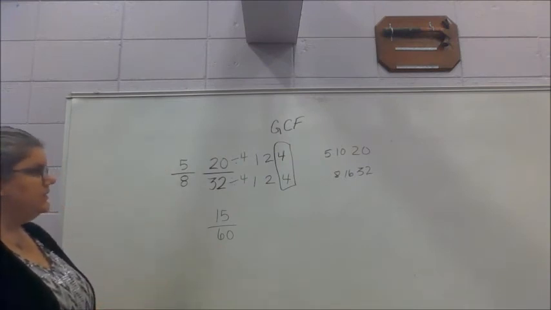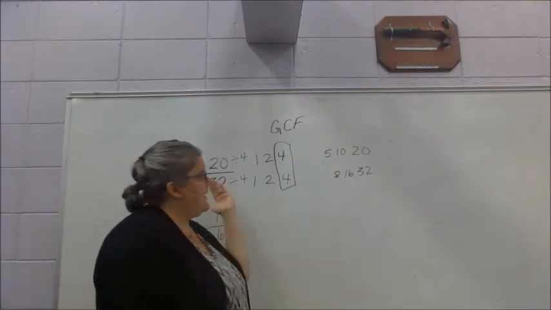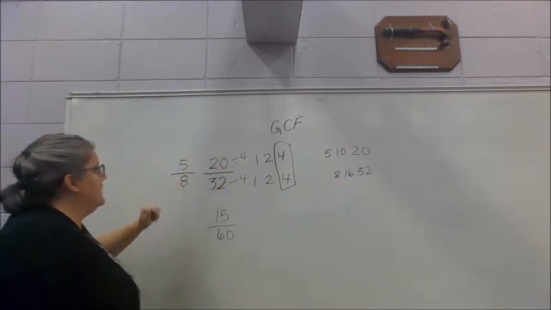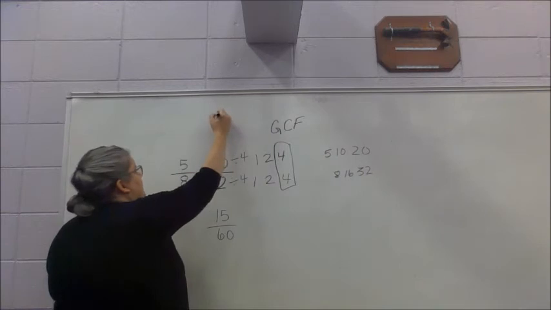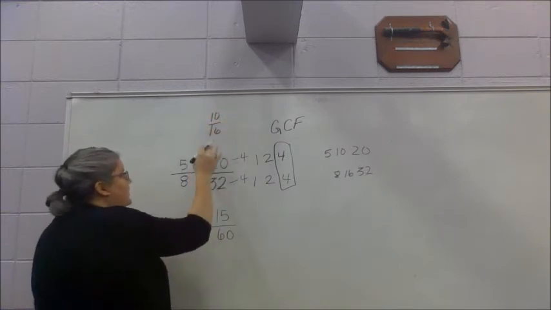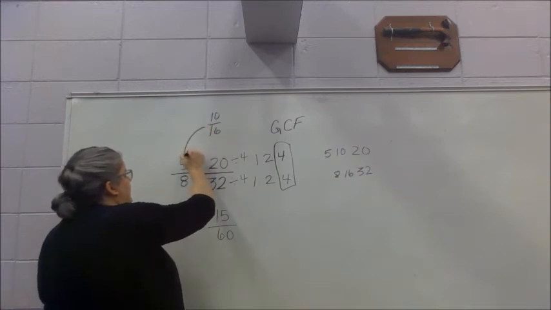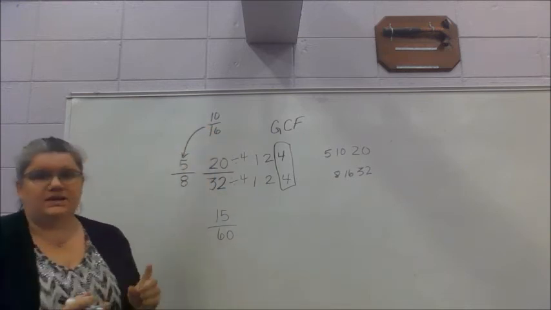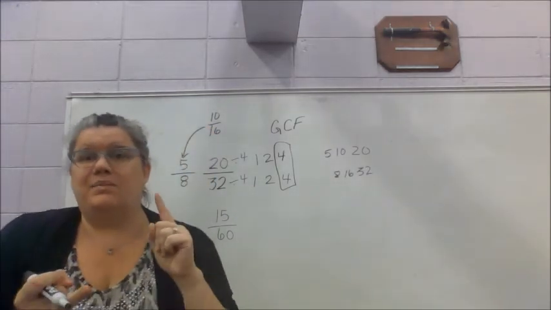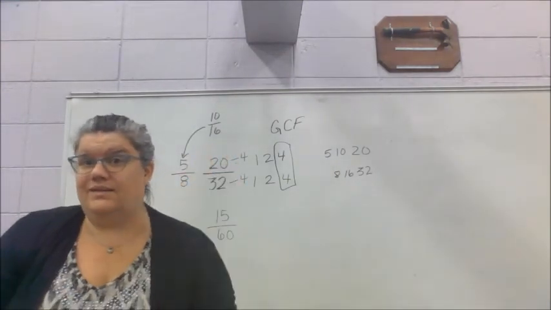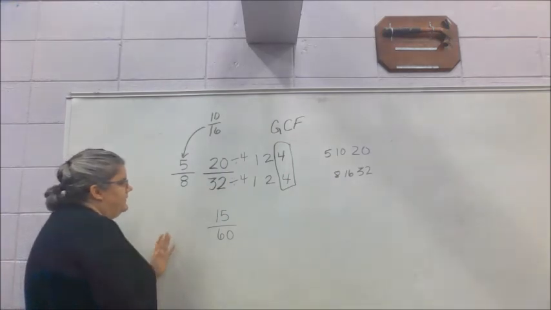Now, another way that we could have done that, the longer way without listing out all the factors, is we know they're both even. So I know I can divide by 2 and get 10/16. We know both of those are even also, so we can divide by 2 again and end up at 5/8. But if I could divide by 2 and then divide by 2, 2 times 2 is 4. So I could have divided by 4 to begin with.